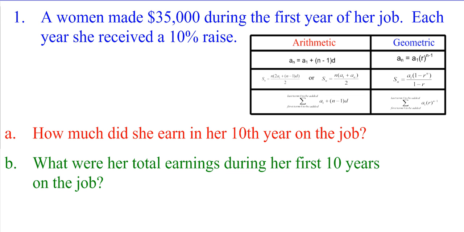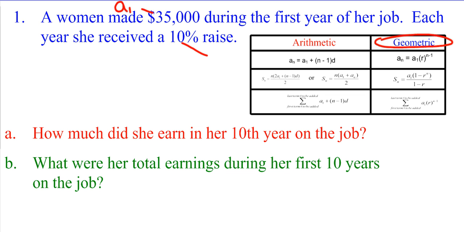So to start, it says Alina made $35,000 during the first year of her job. Each year, she received a 10% raise. So when I'm looking at this, if she's getting a 10% raise, that tells me that we're talking about a geometric problem. 35,000 seems to be her A1, her starting salary. I'm looking for her common ratio, which is 10%, her raise.